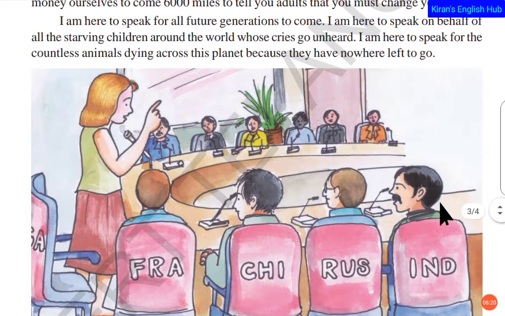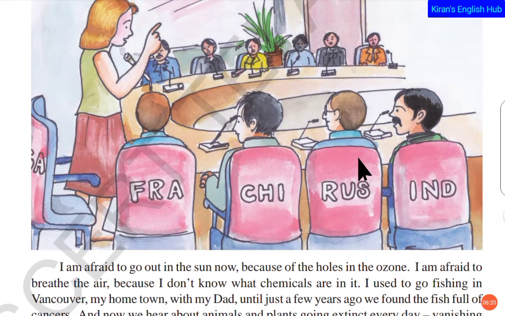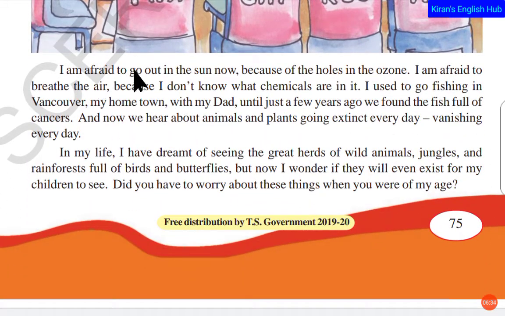Okay, so you can see a picture here, an imaginary picture, where all the countries like India, Russia, China, France are seated there. And here we go. Next, I'm afraid to go out into the sun. Why? Because of the holes in the ozone. She is saying that she is afraid to go into the sun. She is saying that the holes of the ozone are becoming dangerous.